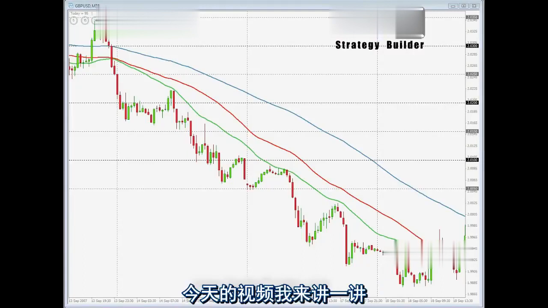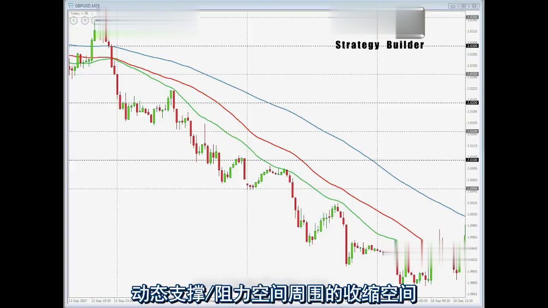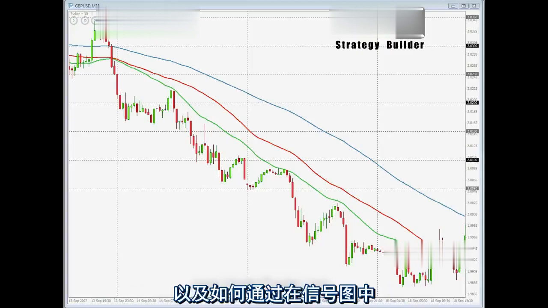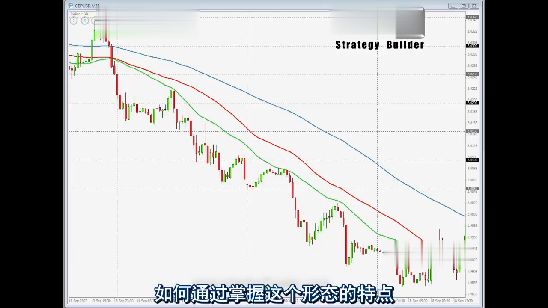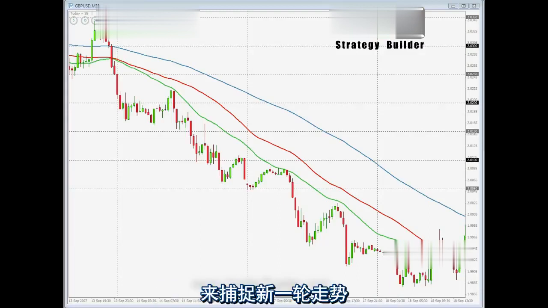In this video I'm going to be talking about consolidation areas right at the dynamic area of support and resistance, and how we can profit from those consolidation areas, really tiny consolidation areas, on the trigger chart rather than on the setup chart, and how we can profit from the breakout of those consolidation ranges in order to ride a whole new swing in the direction of the main trend for a profit.